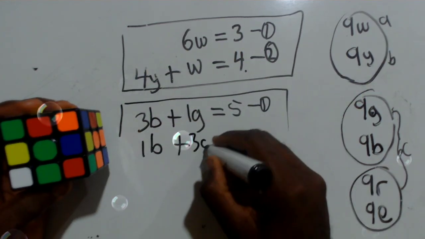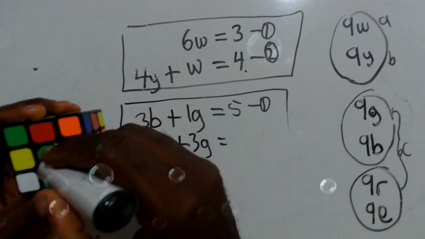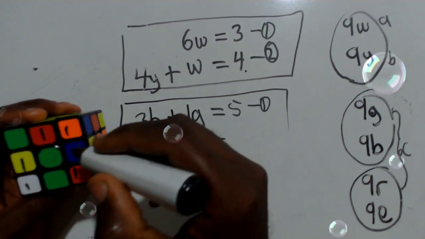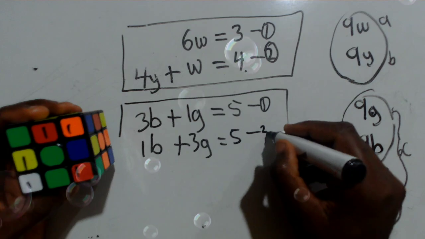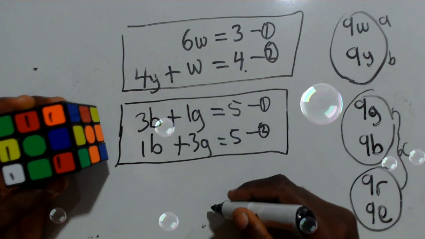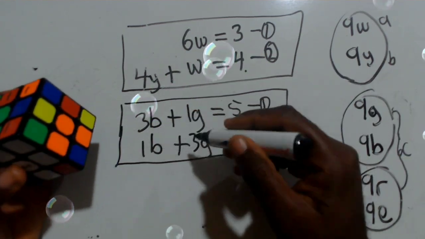1, 2, 3. 3 greens. 1, yes. 1 blue, 3 greens. So the off pairs are 1, 1, 1, 1, 1. 2, 2, 2. So that's all that is equal to 5. Equation 2. Yep, this is a simultaneous pair for blue and green.